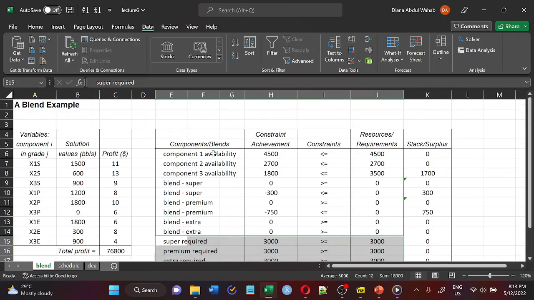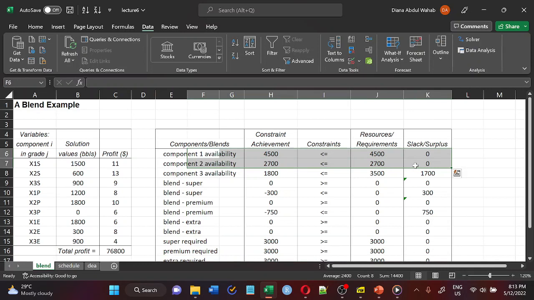At the same time, we are using all of component 1 and all of component 2, but we have some surplus on component number 3, where we only use 1800 barrels of component 3, while the availability is 3500 barrels, so we have a surplus of 1700 barrels.